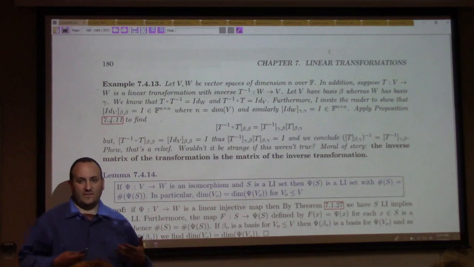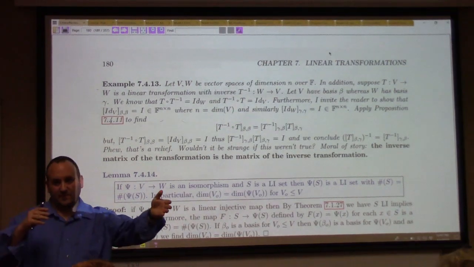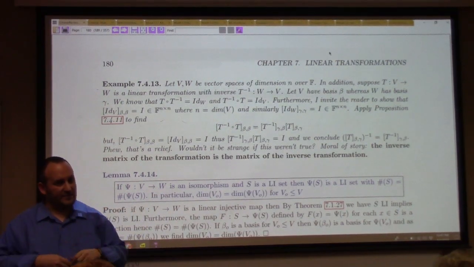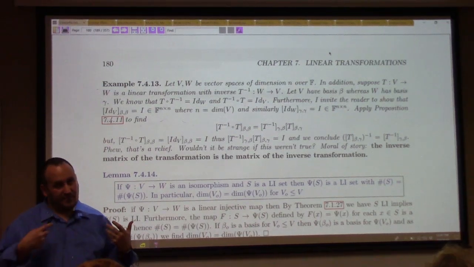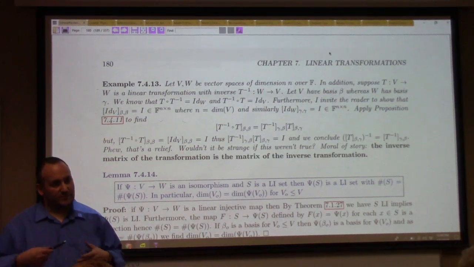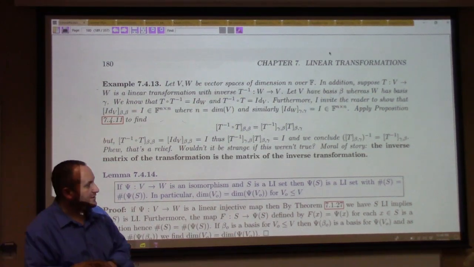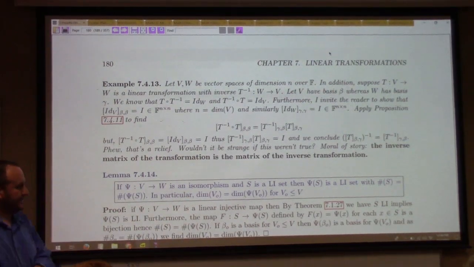This becomes even easier to understand if we use the same basis. If we're going from a linear transformation from a vector space to itself, then gamma equals beta, and so it's literally just the statement that the inverse of the matrix of the transformation is the matrix of the inverse transformation with respect to the same basis. Often we have beta equals gamma in applications. So anyway, there's that.